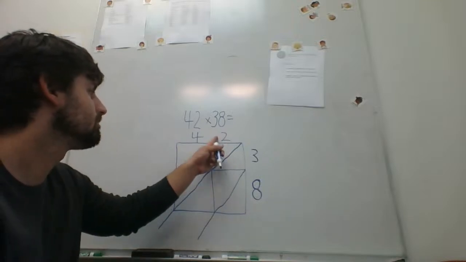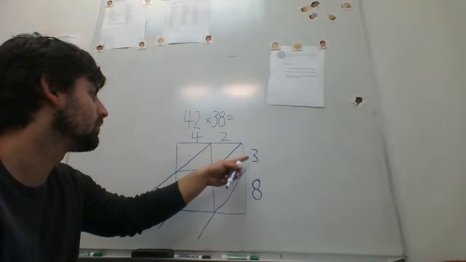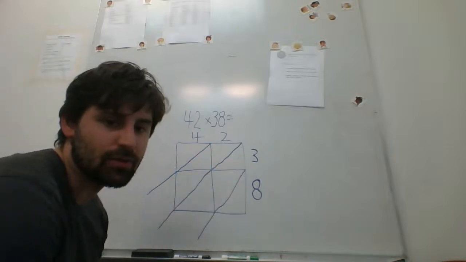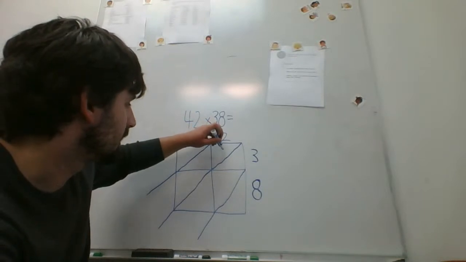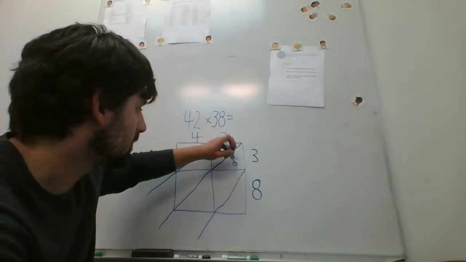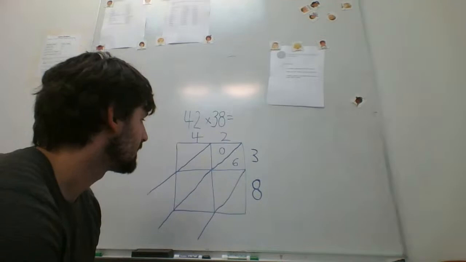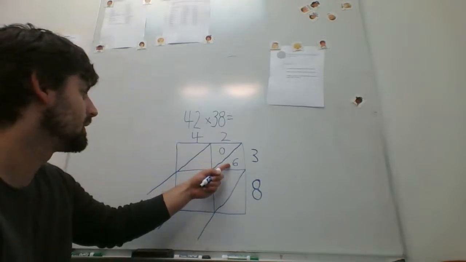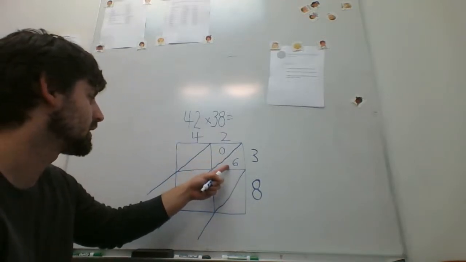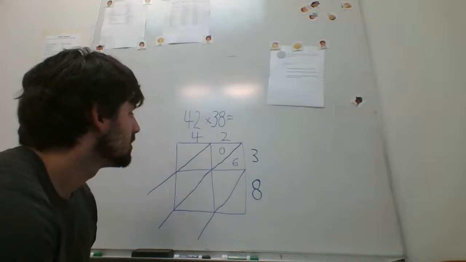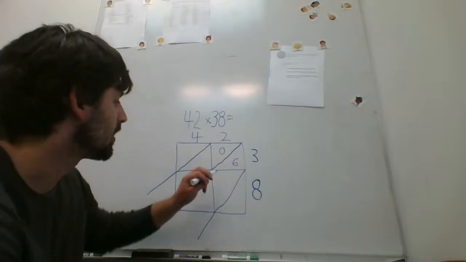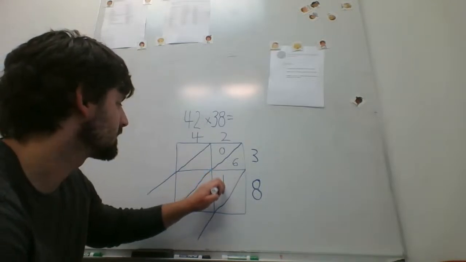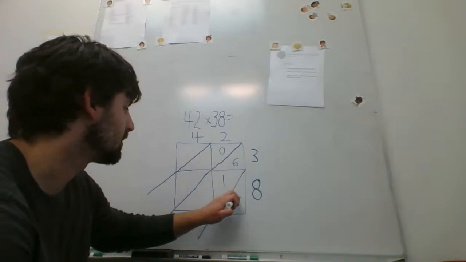So here, I'm going to start out by multiplying 2 times 3. 2 times 3 equals 6. So 6 has 0 tens and 6 ones. I'm going to write a 0 in this triangle and a 6 in this triangle. 2 times 8 equals 16. So 16 is a 1 and a 6. 1 in the top triangle, 6 in the bottom triangle.